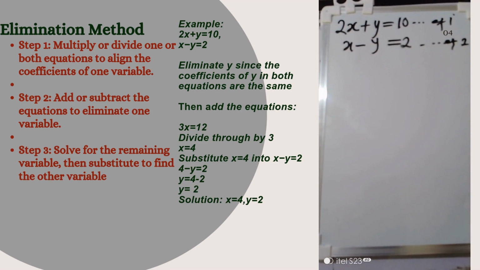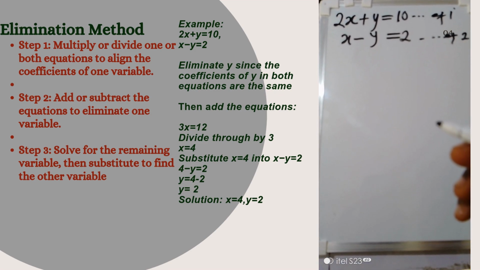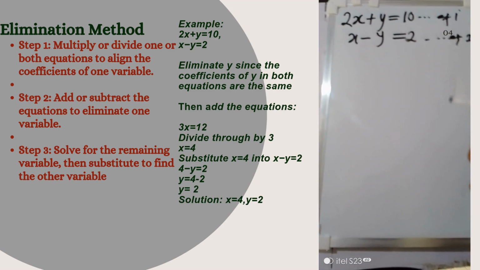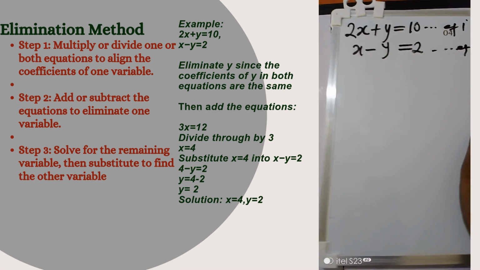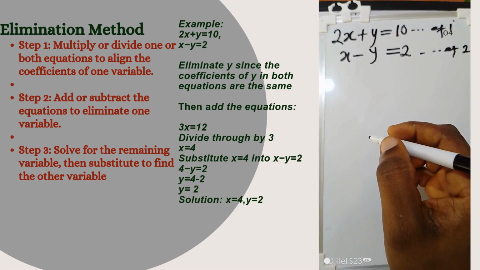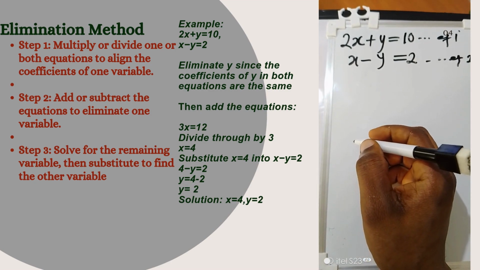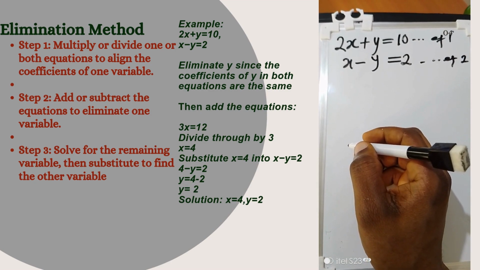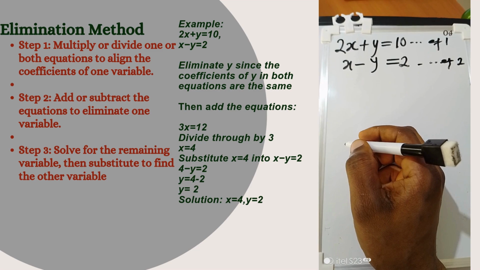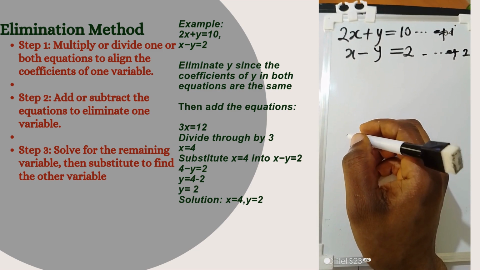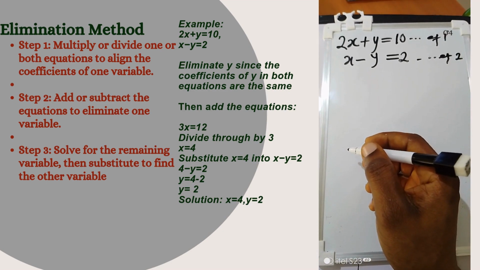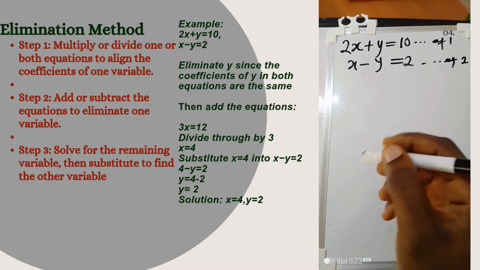I am going to explain this one after the other. So you can see from here we are using the same example we used for the substitution method for this elimination method. You can see 2x plus y equals 10, that is equation 1. x minus y equals 2, that is equation 2.